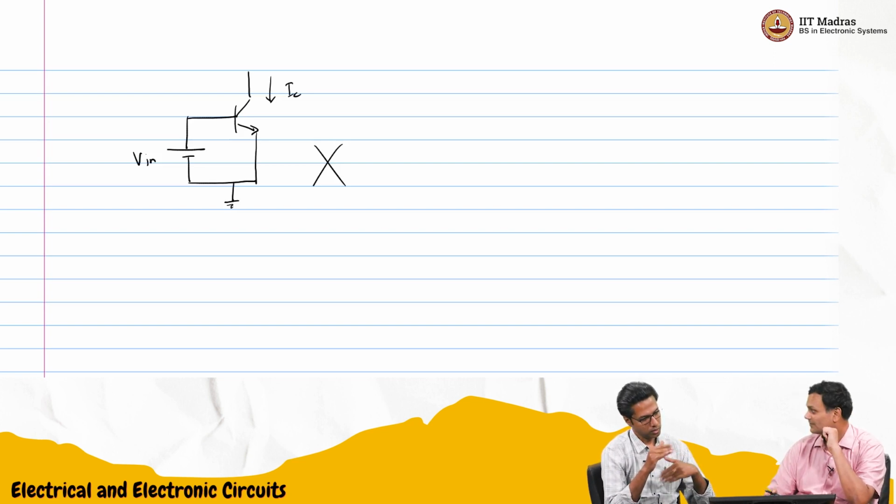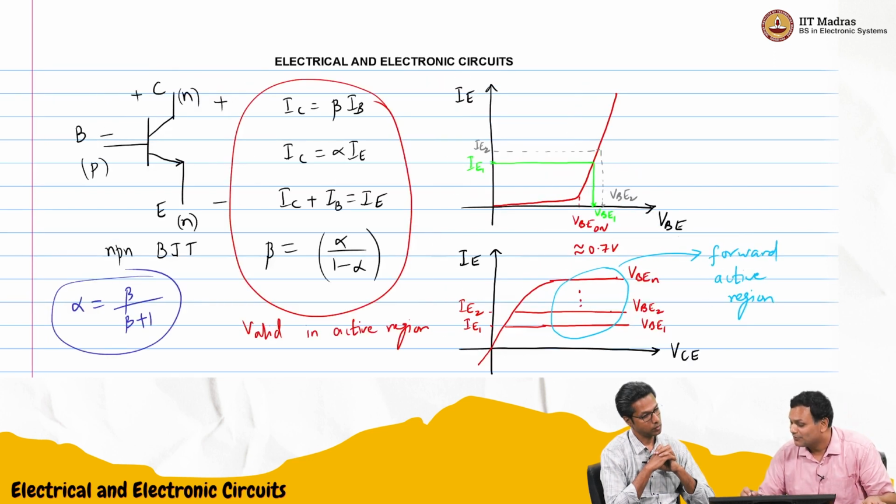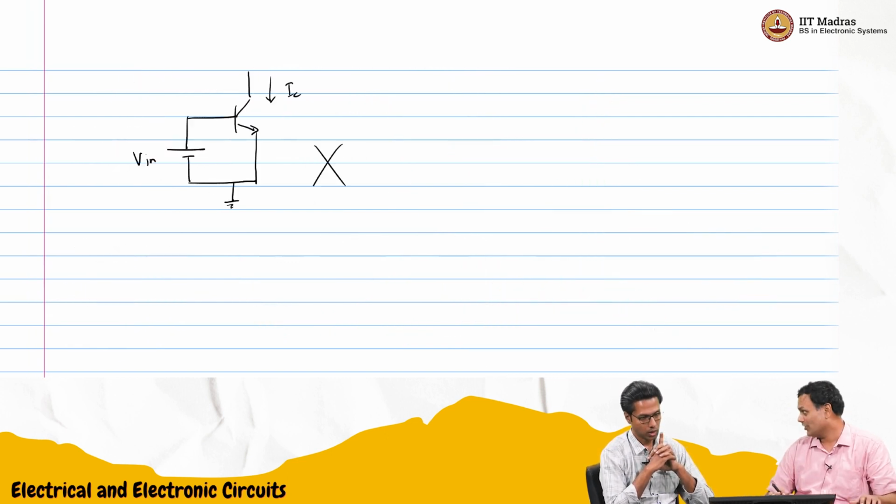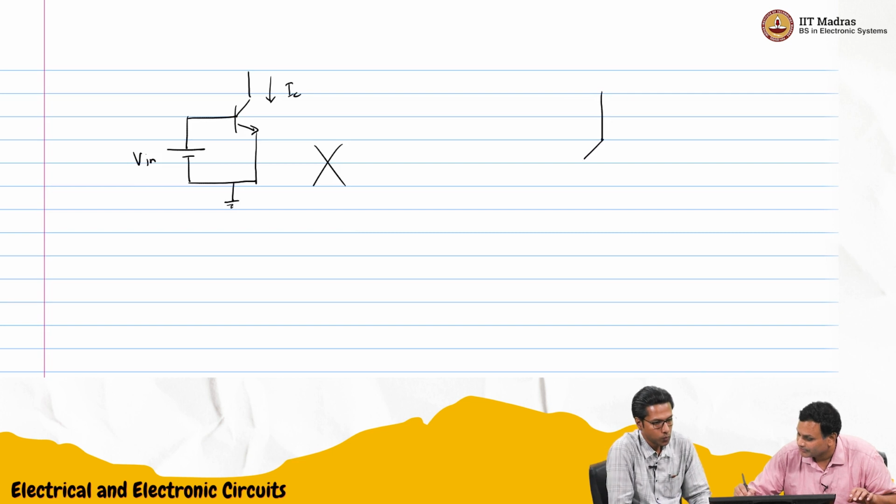So you want to connect this to some power source? And we also need to make sure that the device is in the forward active region. So if it's active, VCE needs to be higher than VBE on. That also we need to do. So maybe we'll start with that. That is a good idea.